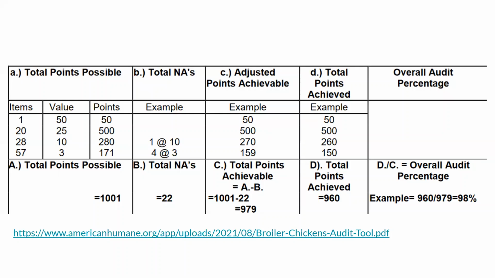And then step 3, which is column C, you count up the total points achieved in the audit, and these are the audit items that were in conformance. And then the last step is to divide the total points achieved by the adjusted total points achievable to find the overall audit percentage. This whole chart just shows exactly how this is done.